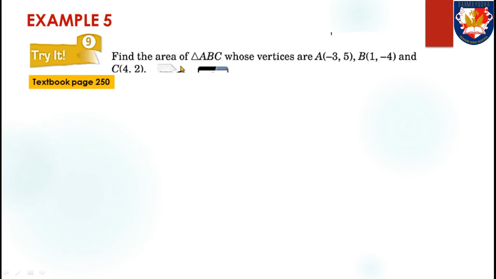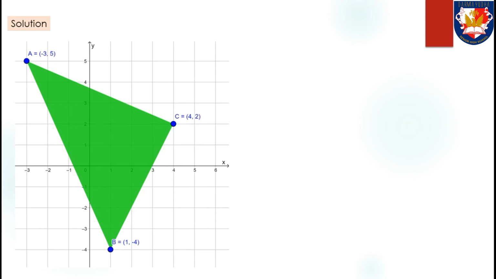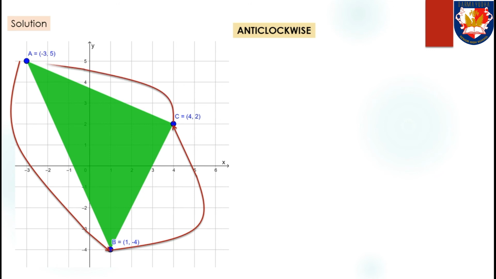Example 5. Find the area of triangle ABC whose vertices are A (-3, 5), B (1, -4), and C (4, 2). Solution. Firstly, sketch the diagram of the triangle in the Cartesian coordinate system. Here is the triangle ABC. We put the coordinates of the points in anti-clockwise direction: we start from point A, go to point B, from point B to point C and return back to point A. Point A is the starting point. x1, y1 is from point A, x2, y2 is from point B, and x3, y3 from point C.